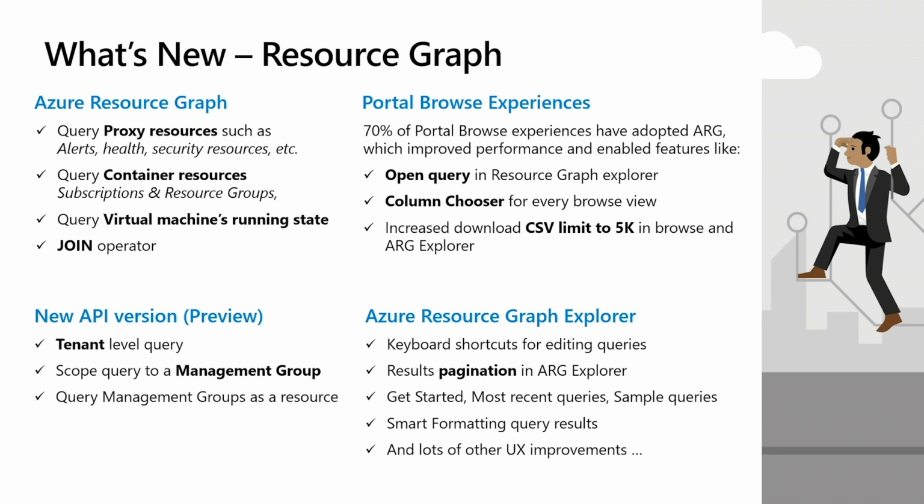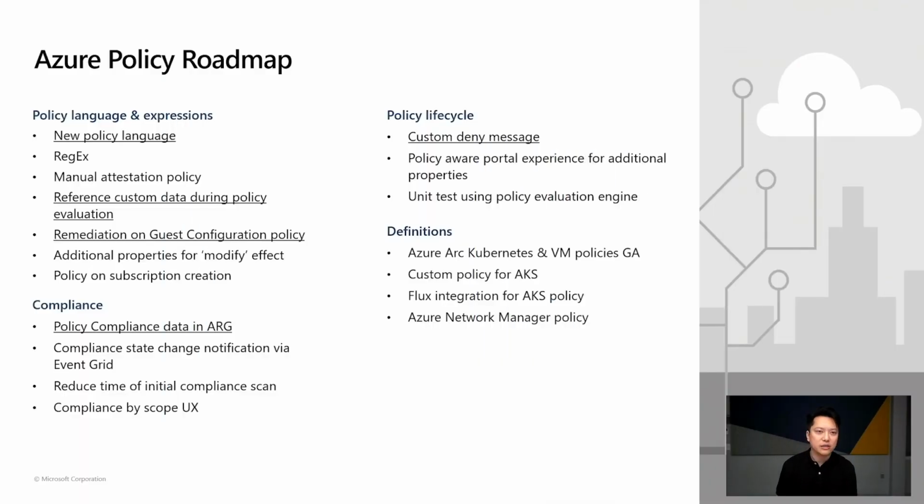So effectively, these are production grade sample queries that you can try on your own. It's really cool, so please take a look. Okay, let's talk about roadmaps going forward. For policy, there are 4 major areas of investments, which is language and expressions, compliance, lifecycle, and definitions.